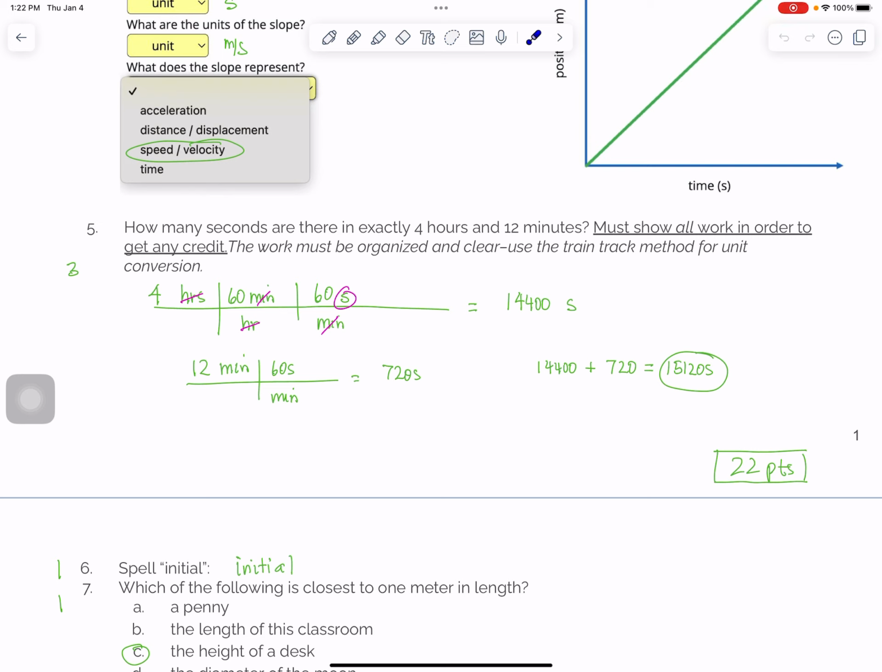Hey, how many seconds are there in exactly 4 hours and 12 minutes? Must show all work to get any credit. So supposed to do the train tracks. So we start with, there are a couple of different ways to do it. This is how I did it.